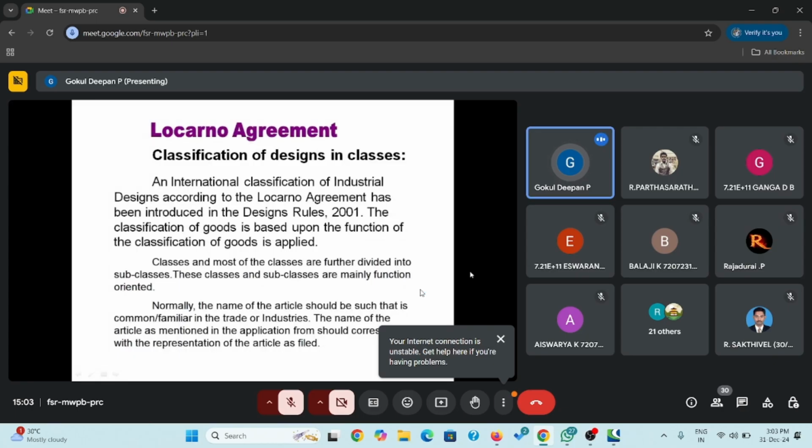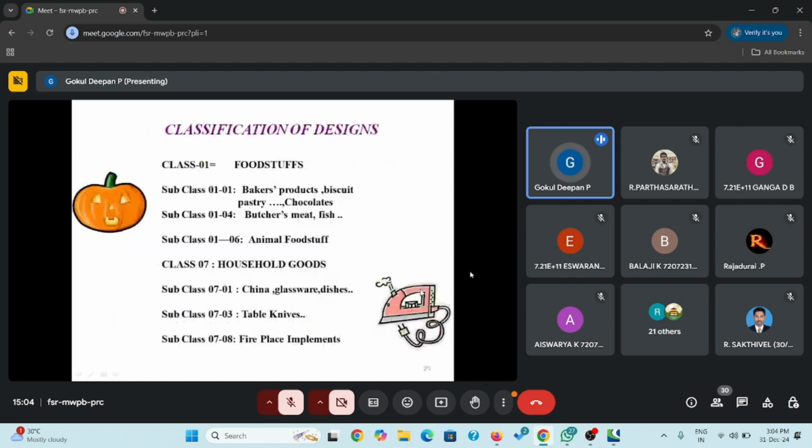These classes are further divided into subclasses, mainly function oriented. Normally, the name of the article should be one that is common in trade or industry. The name of the article, as mentioned in the application form, should correspond with the representation of the article as filed.